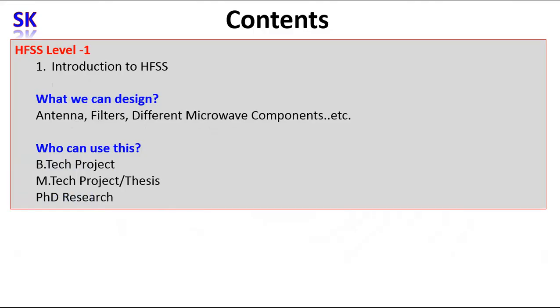What can we normally design? We can design here the antenna, we can design filters or different micro components, like there may be a coupler, or a cross coupler, there may be a reflector, there may be transmission lines, we can design FSS structures, we can design the superstrate. So there are a lot of micro components which can be designed using this software.